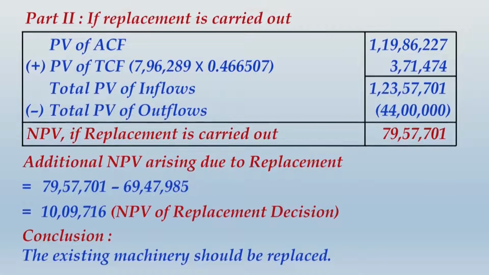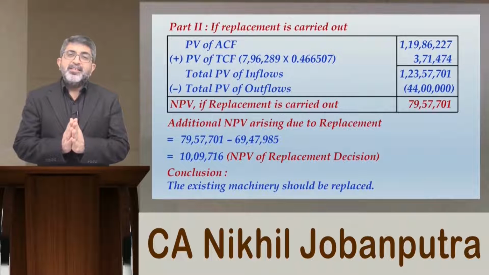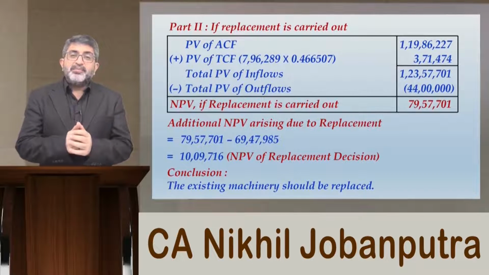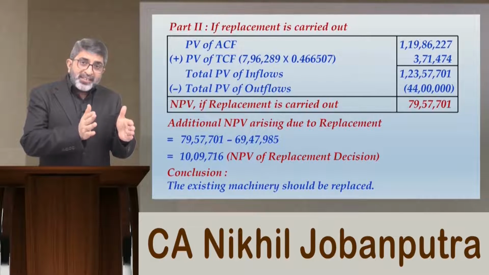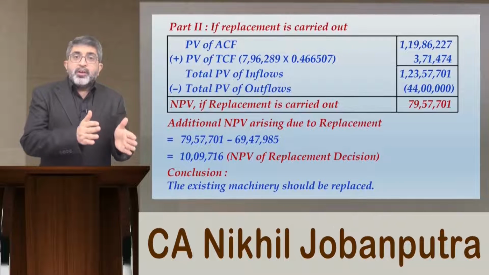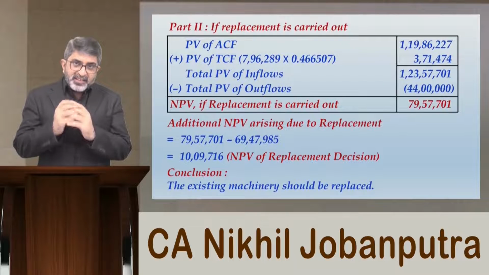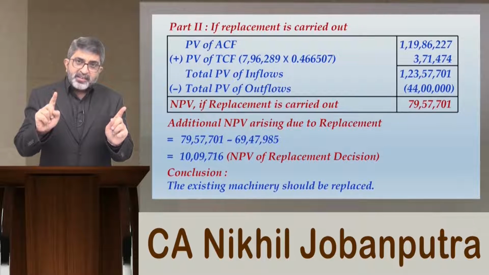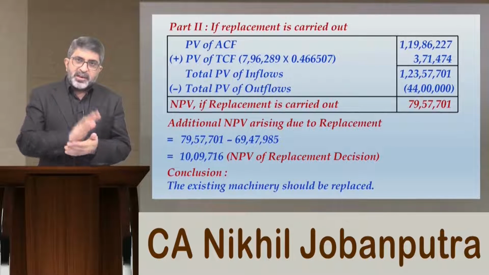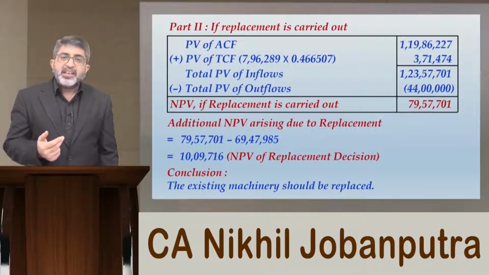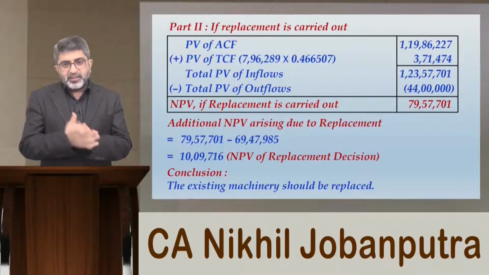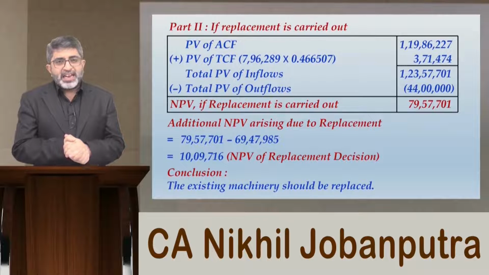Alright friends, once you have completed this entire calculation and conclusion, let me explain you something important over here. See, the method that we have applied already is a separate NPV method. We determined NPV of the asset if the replacement is not carried out. We determined NPV of the asset if the replacement is carried out. The difference between the two NPVs was the NPV of replacement decision. The incremental NPV arising because of the replacement is positive, and therefore replacement will be the right choice. So we suggested that the company should carry out replacement.